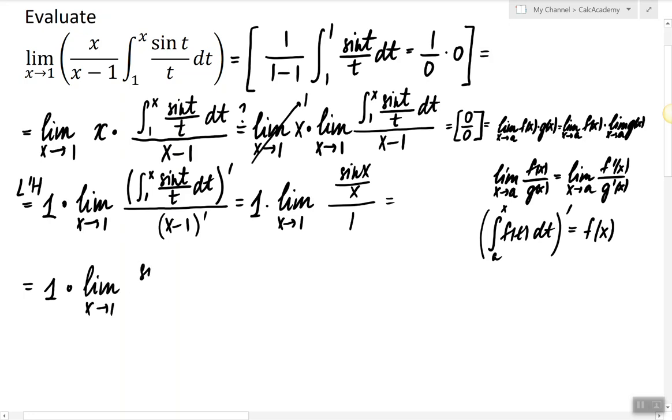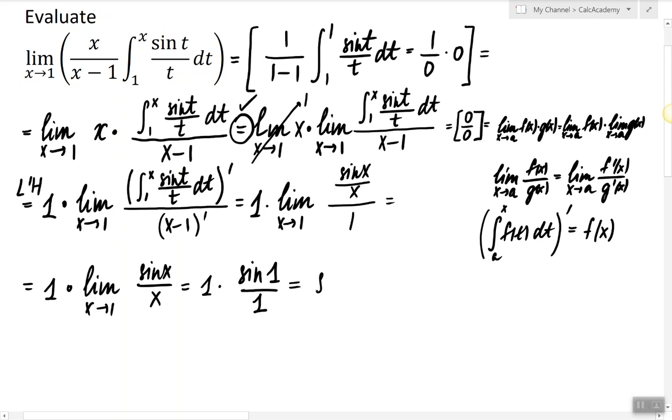Now we can rewrite this as the limit of sine of x over x, and this limit is not hard to find because the function sine x over x is continuous at 1. So the value of this limit is just sine of 1 over 1. Since we were able to find the limit of this function, that means it was okay for us to split the limit over here.